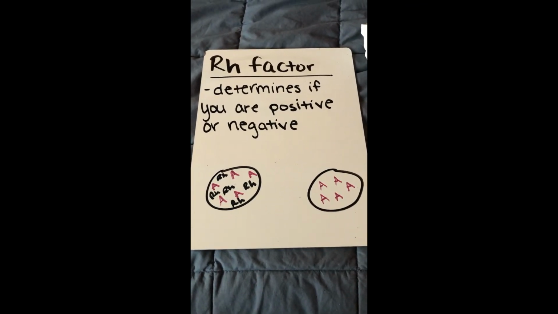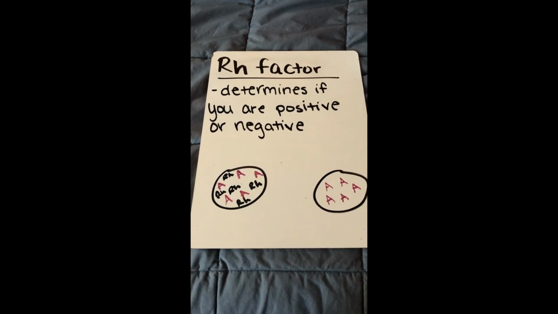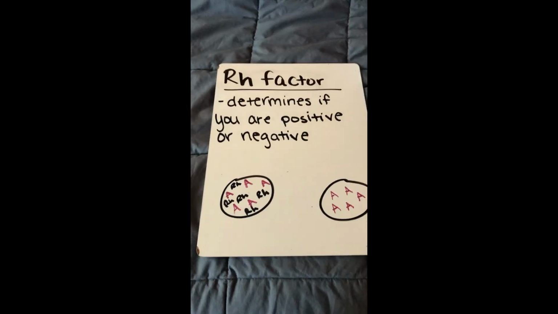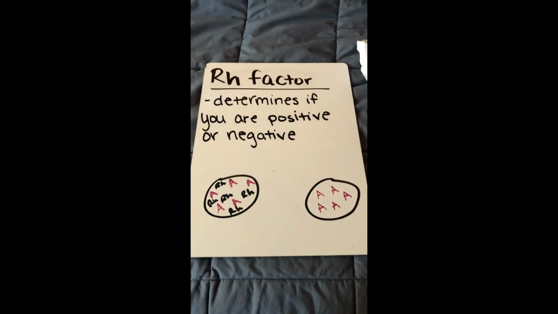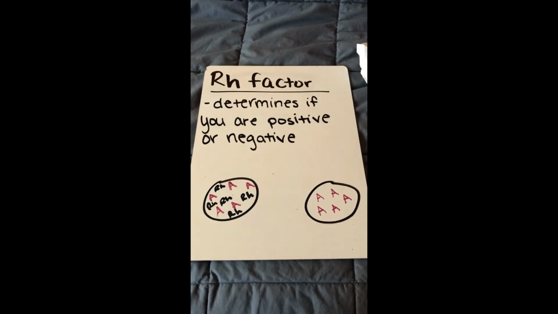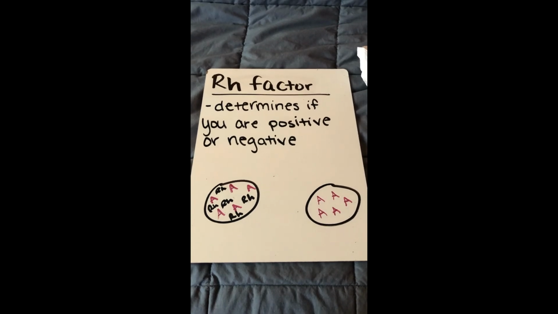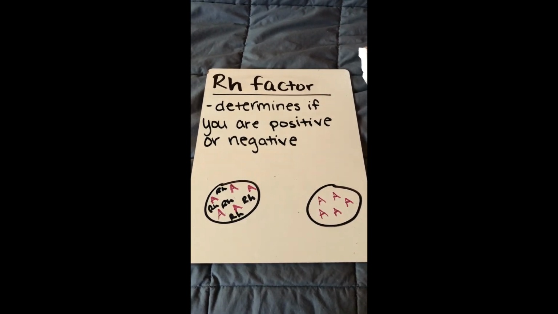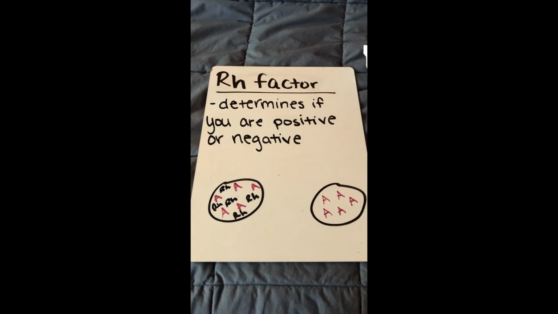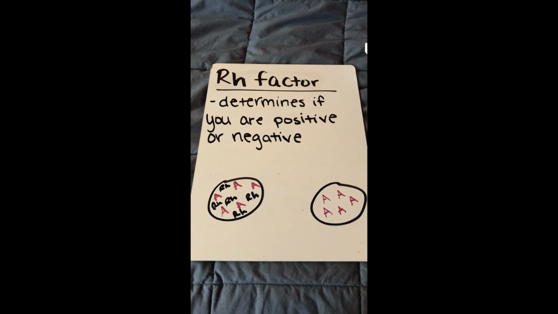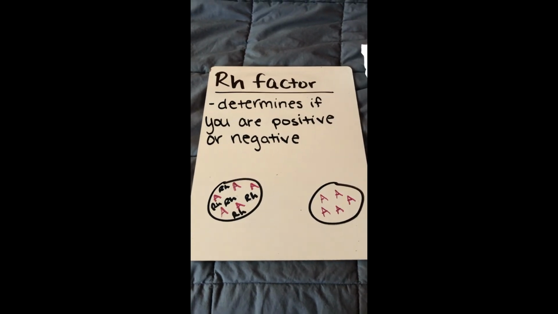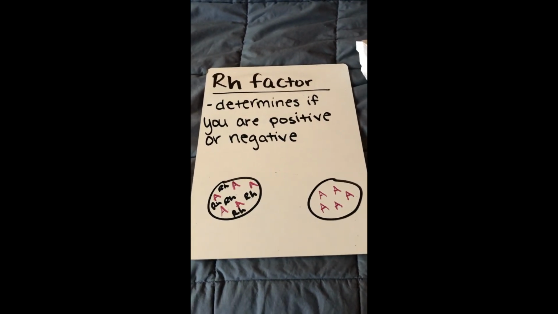One other thing to consider when talking about blood types is that many of us have heard, oh, I'm O positive, I'm AB negative, or that type of thing. And those positives or negatives are the Rh factor. It just is another protein or antigen on the surface of a red blood cell that determines if you are positive or negative. So its presence would mean that you are positive for Rh. Its absence would mean that you are negative for Rh.